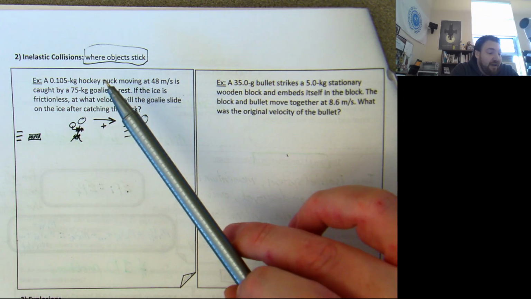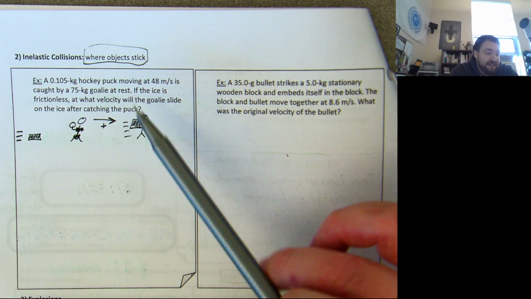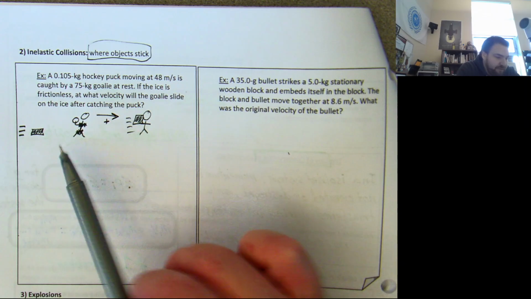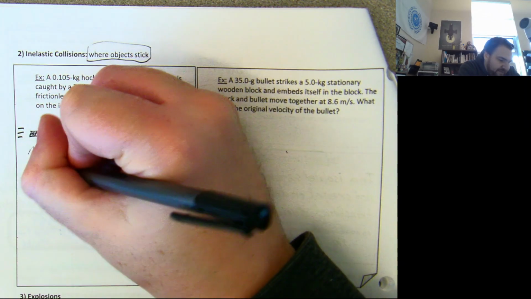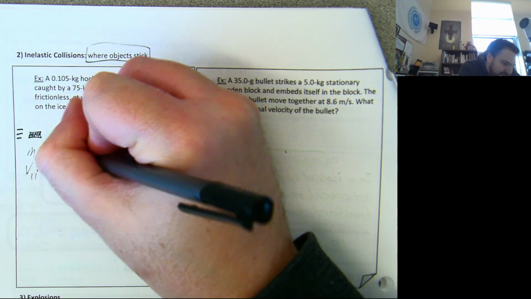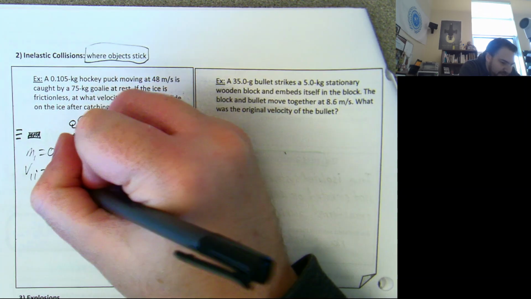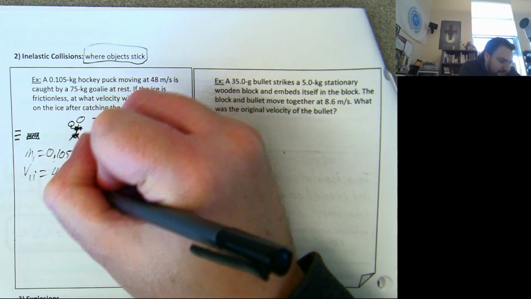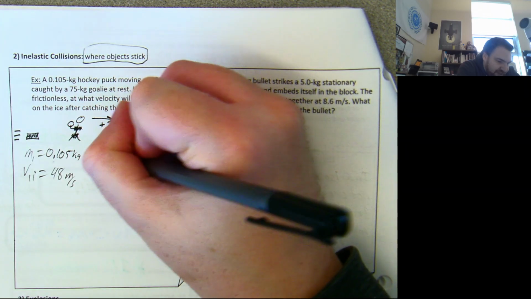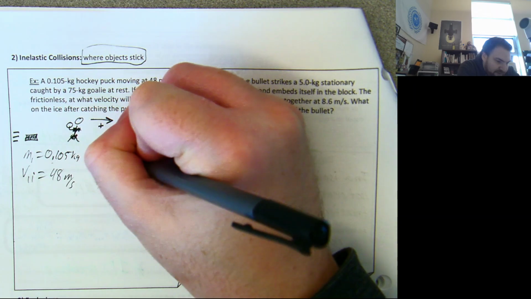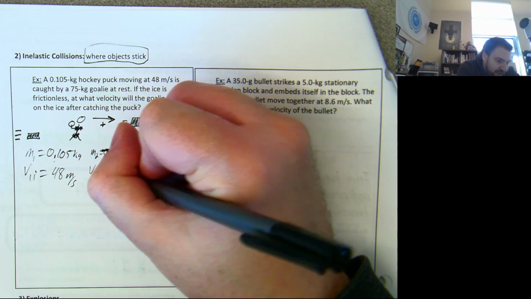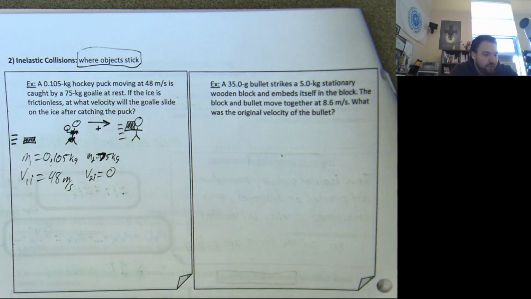For an inelastic collision, or when the objects have stuck together, there is a specific change we're going to have to address here. So I have two objects to start, M1 and then V1 initial. M1 is going to be 0.105 kilograms. And the velocity is 48 meters per second. The goalie, that's our M2, is going to equal 75 kilograms. And the velocity of our goalie initially is 0. We're told our goalie is at rest.